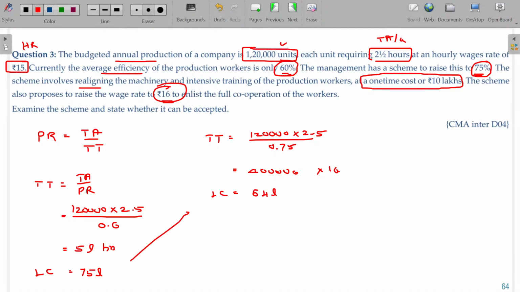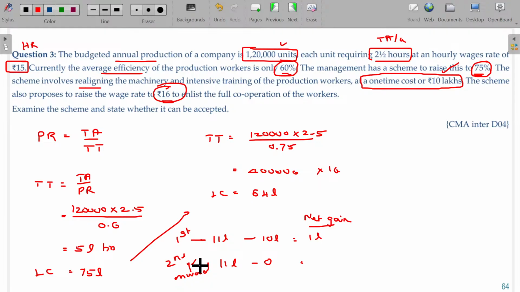Okay, so there is a savings of 11 lakhs. But in the very first year, you need to spend another 10 lakhs rupees for the improvement. So net gain being only 1 lakh in the very first year. But second year onwards, you gain 11 lakhs, no additional cost.